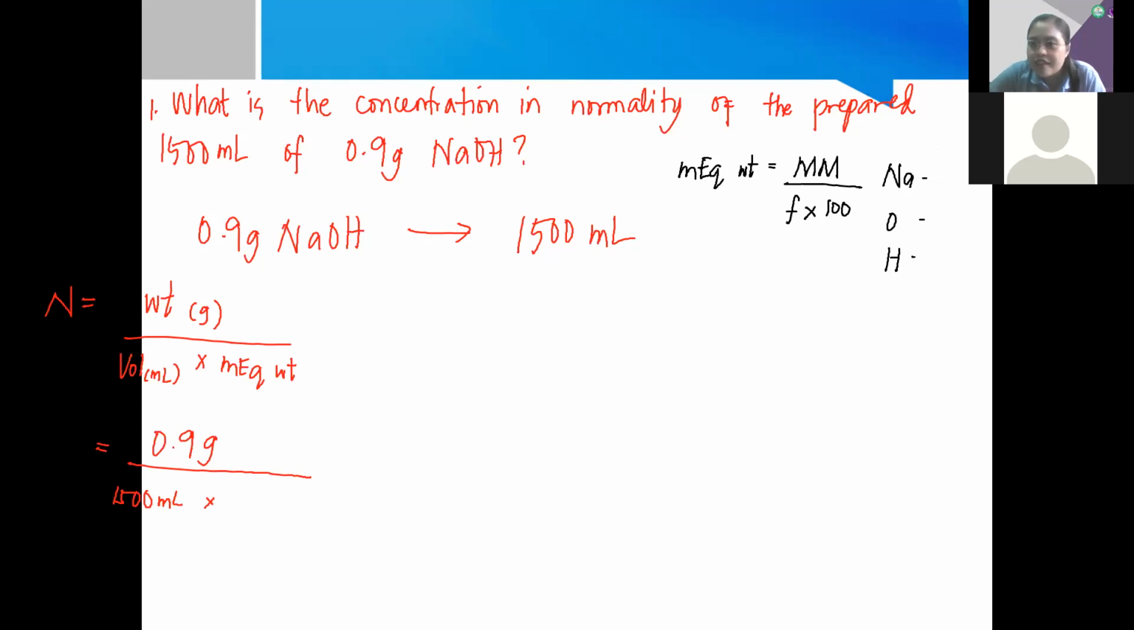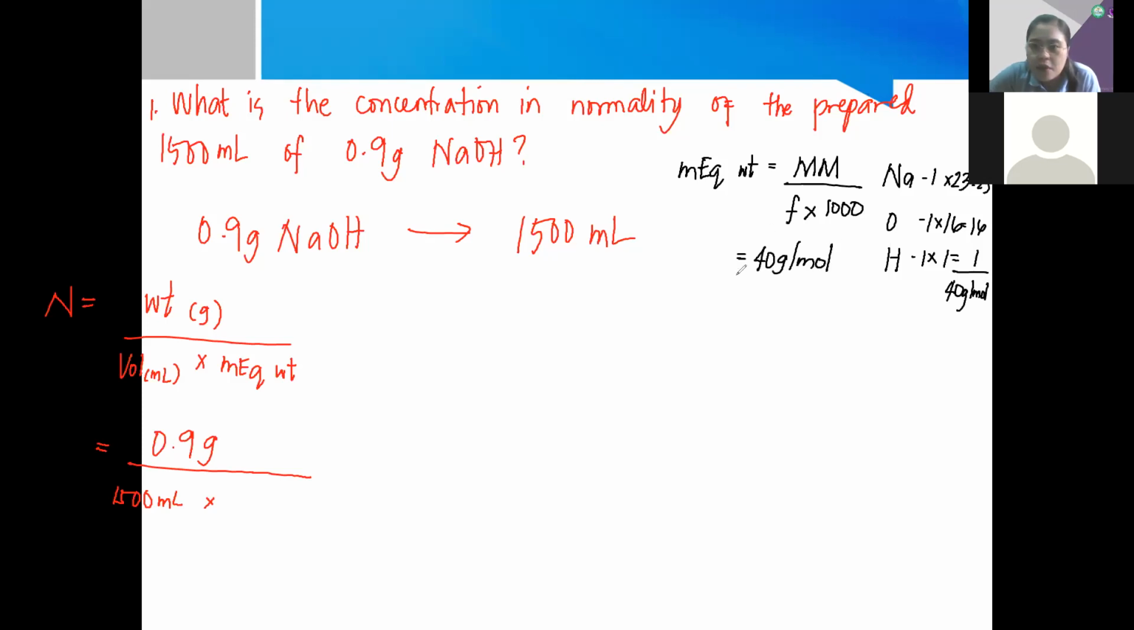So, let's continue. We have one atom of sodium, one for oxygen, one for hydrogen. Multiply each of them to their respective atomic weights. Let's just use whole numbers para uniform tayo lahat. Ay, ano nilagay ko? Ay, 1,000, sorry. Kulang og 0. Bf times 1,000. Okay, so this is 23. Oxygen is 16. And then hydrogen is 1. This is 40 grams per mole. So this is the molar mass now of our sodium hydroxide.